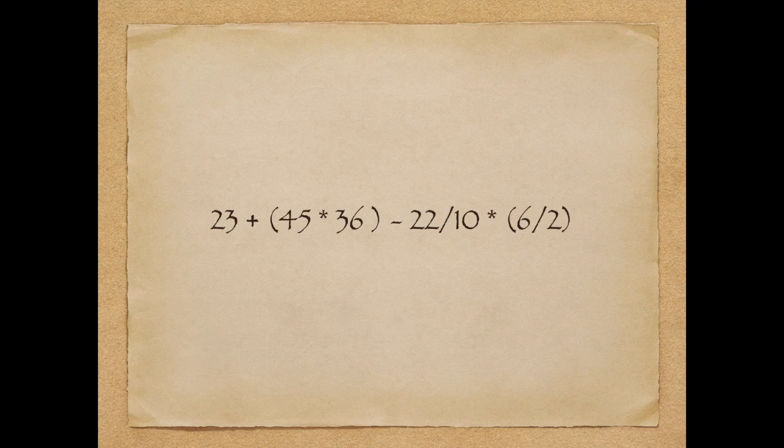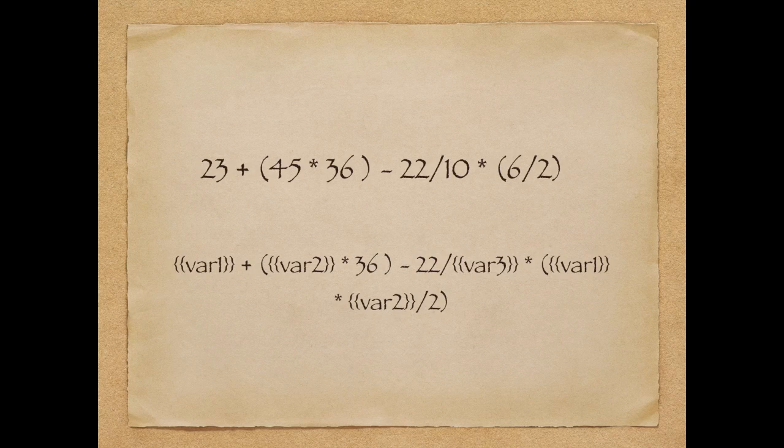But what about this expression? We have different operators with different precedences. We have opening, closing brackets. Or what about this? If this expression can be found in a template, then how we could calculate it?